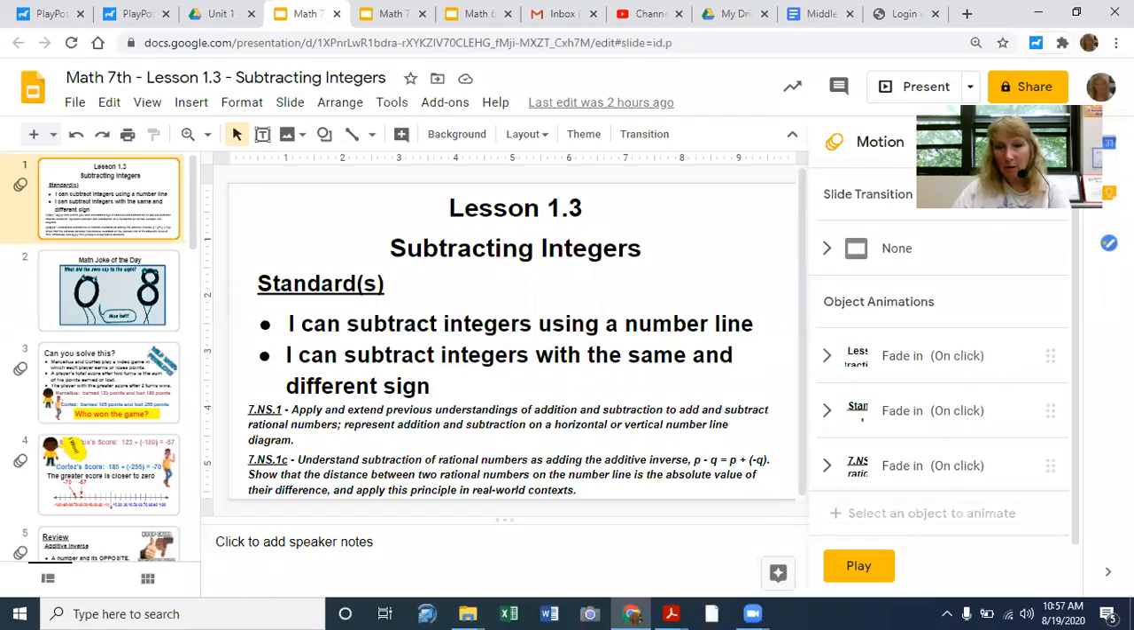Hello, this is going to be lesson 1.3, subtracting integers. Okay, we are going to start with our PowerPoint.